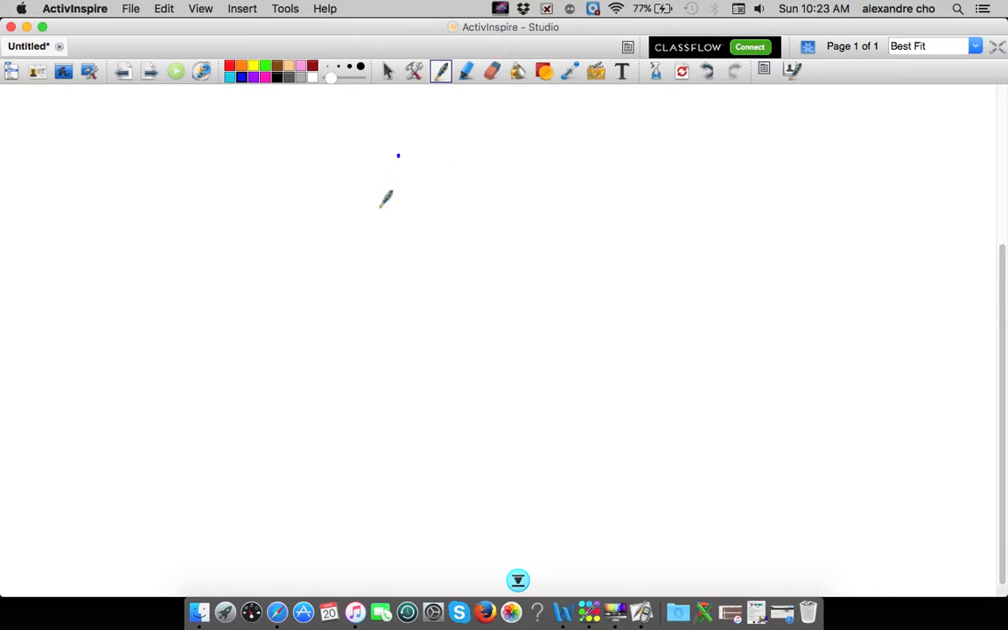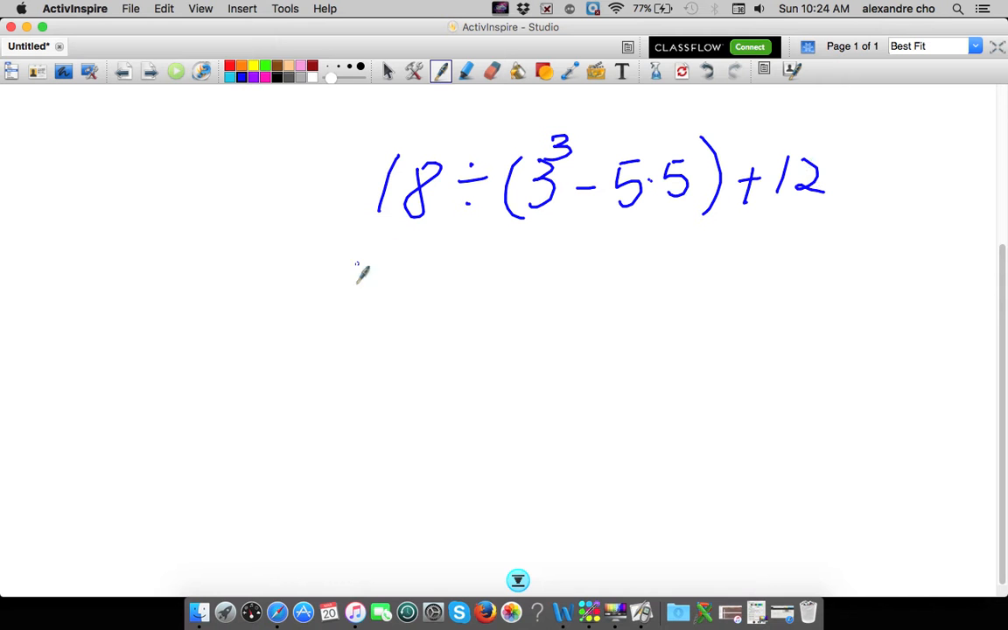The next one, 18 divided by the quantity 3 cubed minus 5 times 5, plus 12. Easy enough. Parentheses first, so let's copy what we're not going to touch. Inside parentheses, my exponents comes first. That is 27. 3 times 3 is 9, times 3, 27. Subtraction minus. I can do multiplication, and that's going to give me 25.